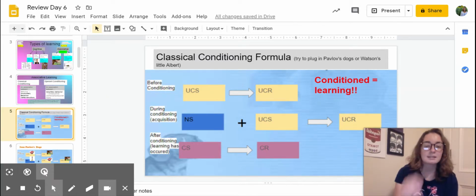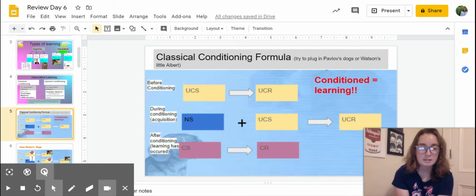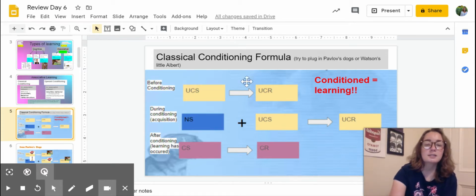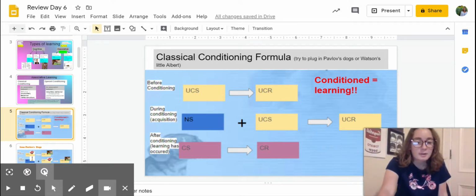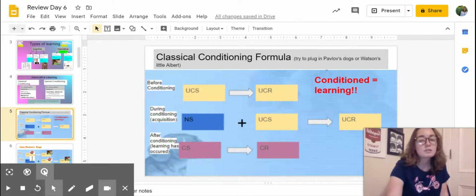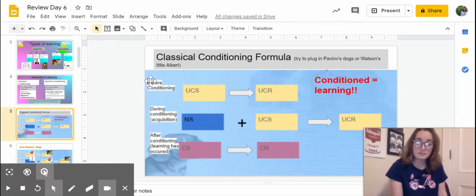And remember, I said that a stimulus is just something that elicits or causes a certain response. And a key thing that I want to note is that conditioning just means learning. It's a fancy synonym for having learned something. So before conditioning means before the learning is occurring. So this is just kind of the basic what's going on right now.